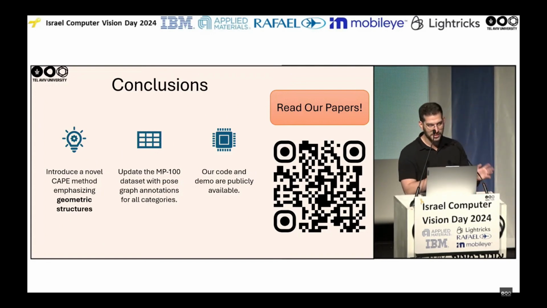We started from isolated key points, moved to unweighted graphs, and finally, in our latest work, to adapted weighted graphs. And this method takes full advantage of the geometrical structure within the objects. We've also updated the MP100 dataset to include graph annotations for all categories, providing a valuable resource for future research in CAPE. This contribution demonstrates the potential for more adaptable and versatile pose graph applications in computer vision.